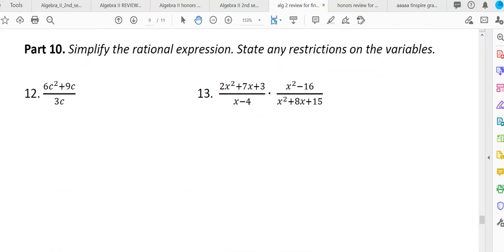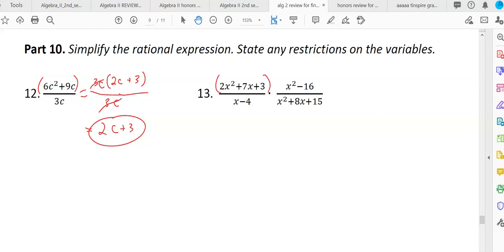Simplify the rational expression. So let's factor if we can, because I'm really hoping this factors. So it'd be 3c times 2c plus 3 over 3c. Well, the 3c cancels. You just get 2c plus 3. It's nice. This one, try to factor that.